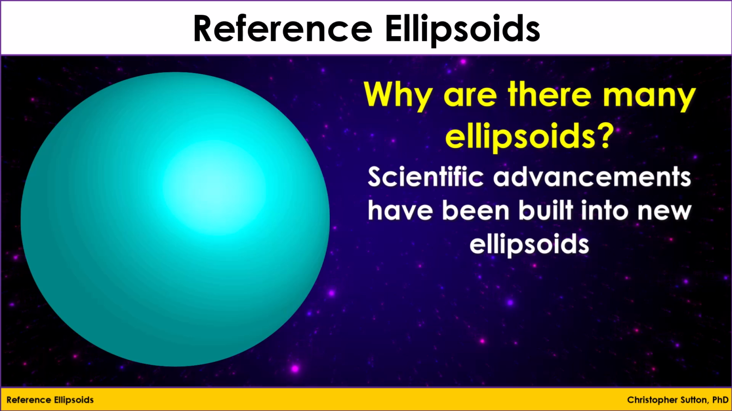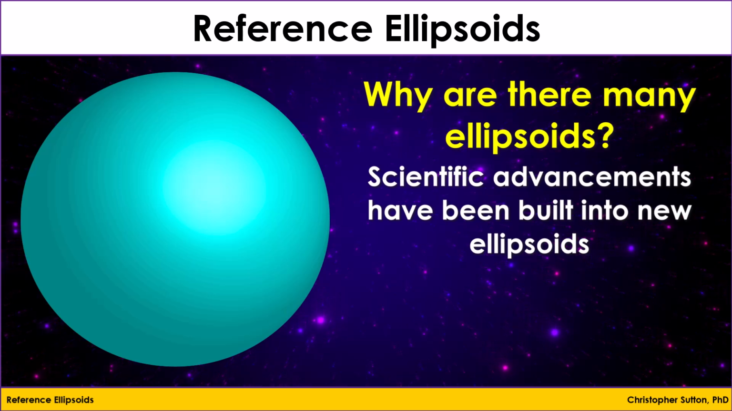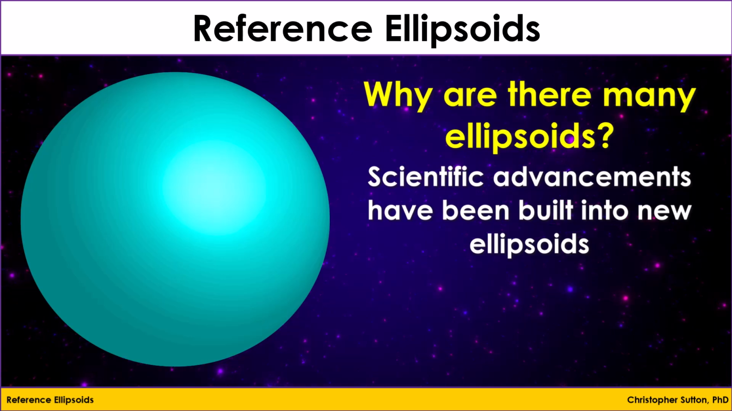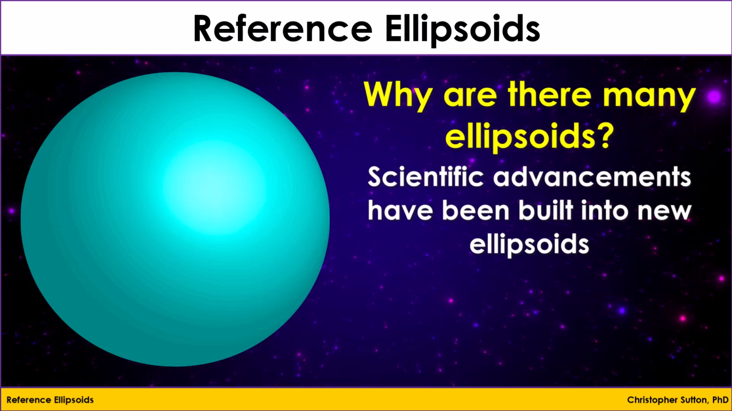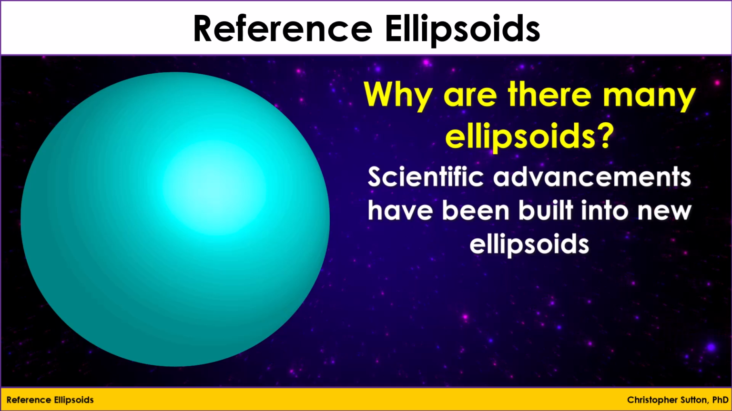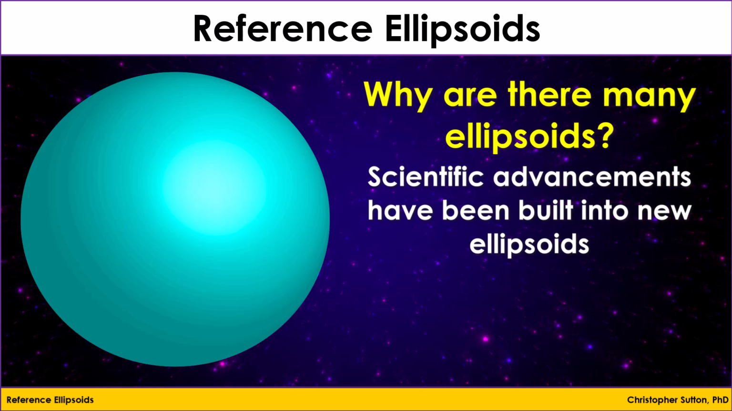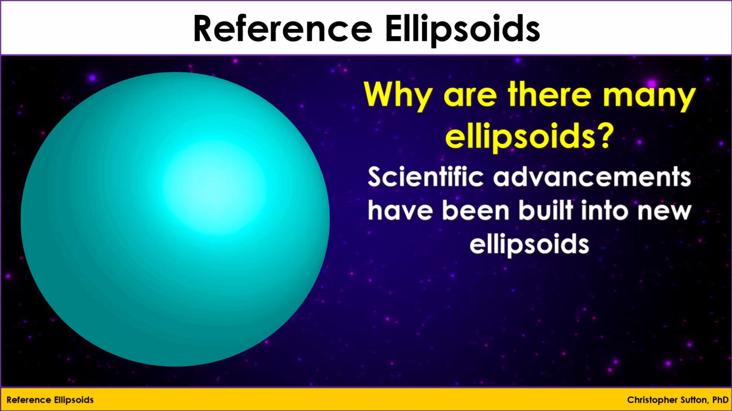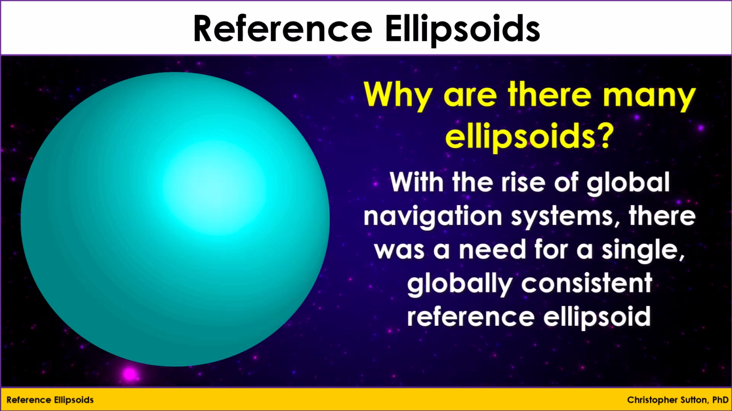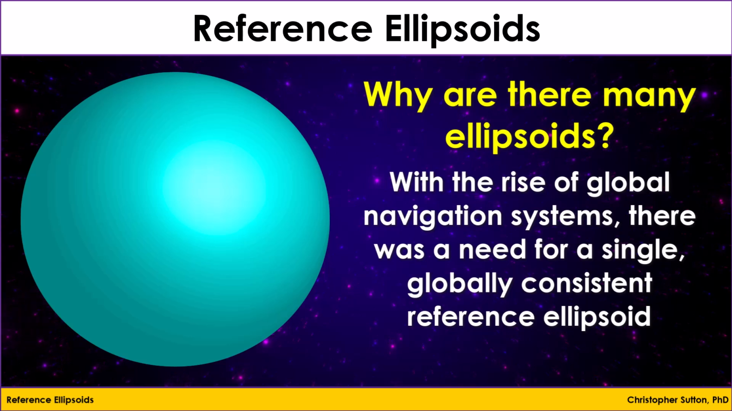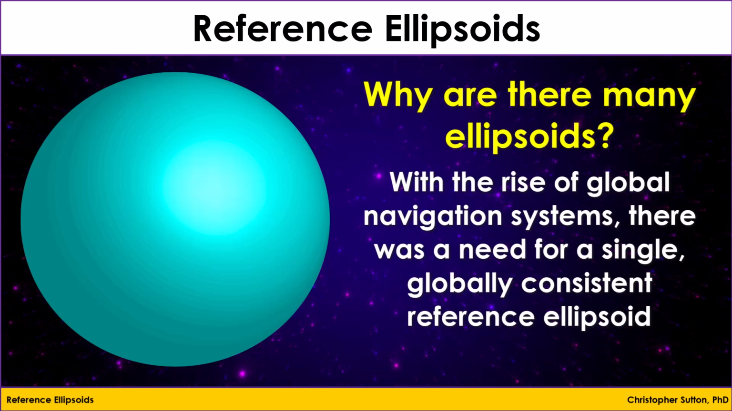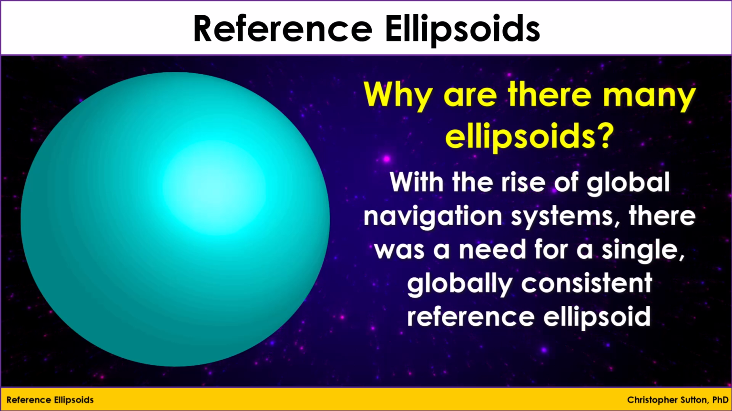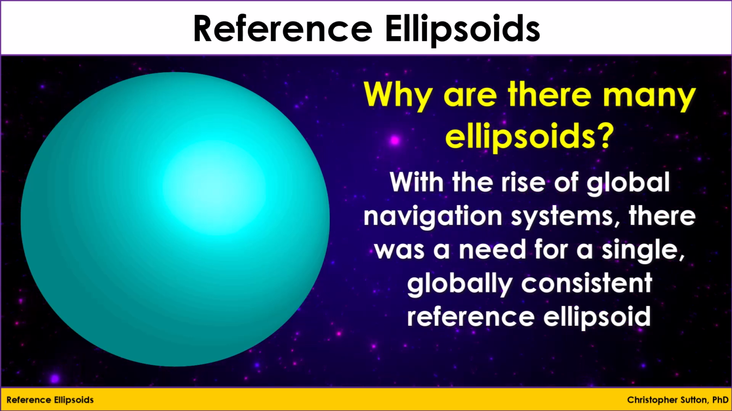There have been several scientific advancements that have been built into newer ellipsoids. For example, as our understanding of Earth's gravity field improved, new ellipsoids were developed to better approximate these features. In other instances, ellipsoids have been updated when technological advancements allowed for their recalculation. Also, with the rise of global navigation systems like GPS, there was a need for a single, globally consistent reference ellipsoid. Let's examine some reference ellipsoids that are commonly encountered in GIS.